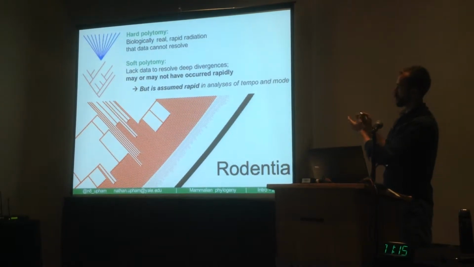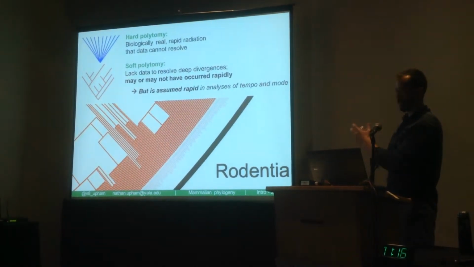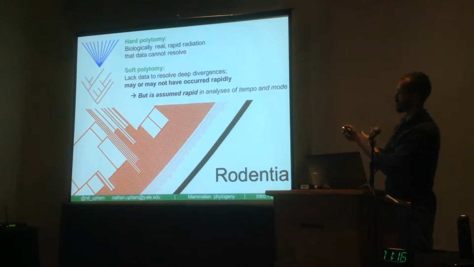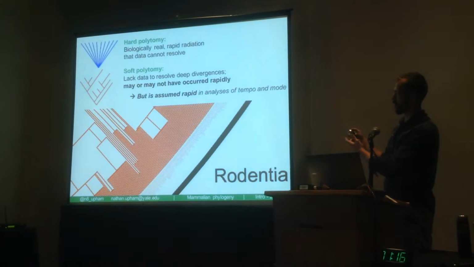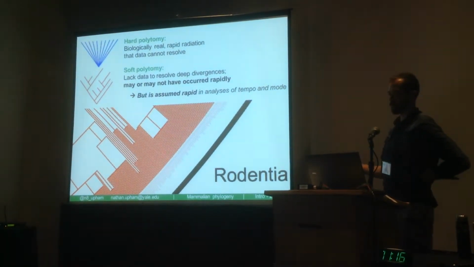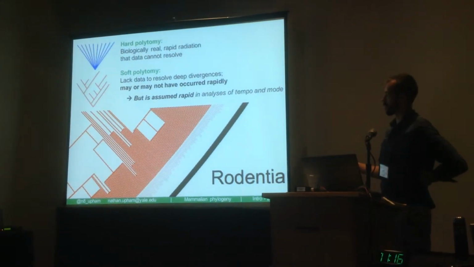So whereas we might have situations of biologically rapid radiation where data can't really resolve it, there hasn't been substitutions, that is confused with situations where we just don't have any data. So that ends up being pretty troublesome when people are analyzing evolutionary rates on this type of tree.